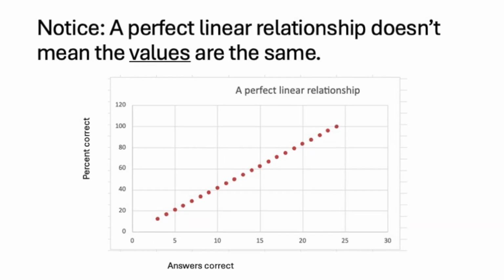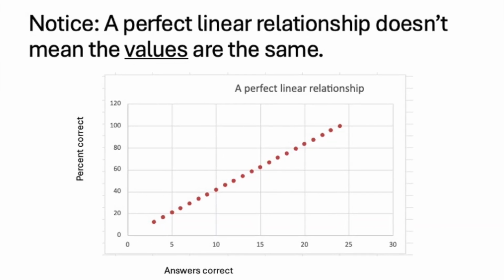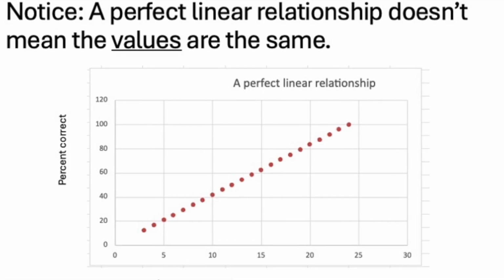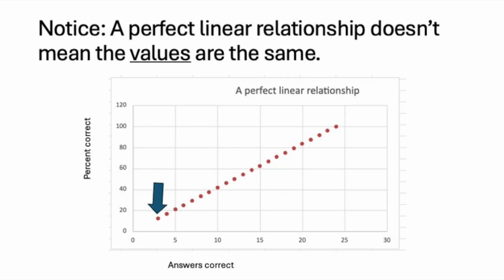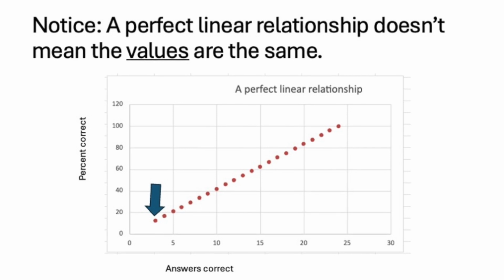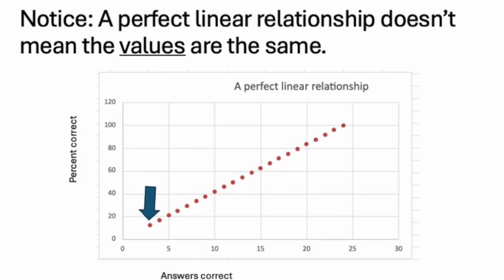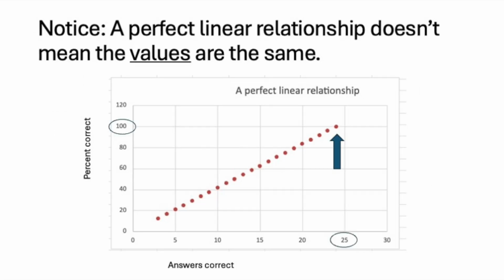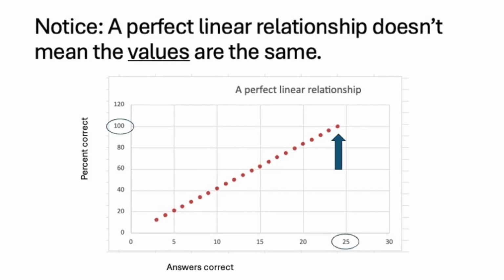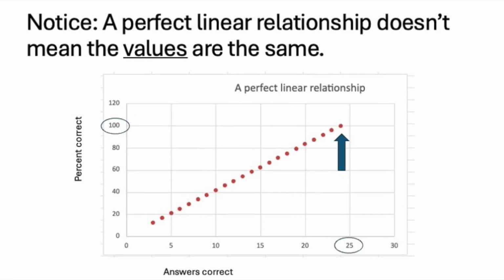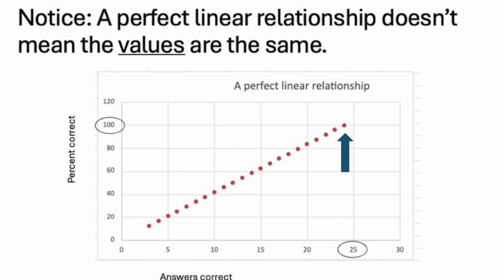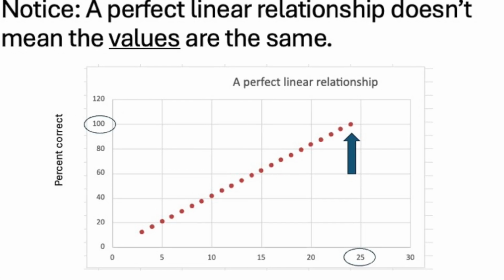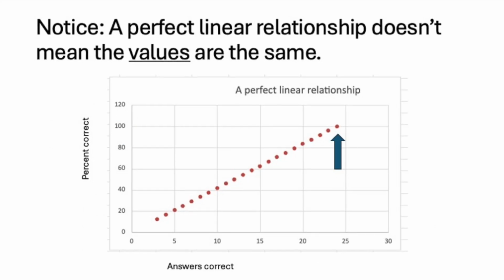A perfect linear relationship does not mean the values are the same, as you can see. This person received a 2 right and less than 20%. Clearly, it's not the same score. This person, as I said, got 24 correct. They got 100%. The relative scores, highest, lowest, will be the same, but not the value necessarily. You'll learn more about that when we get to z-scores.